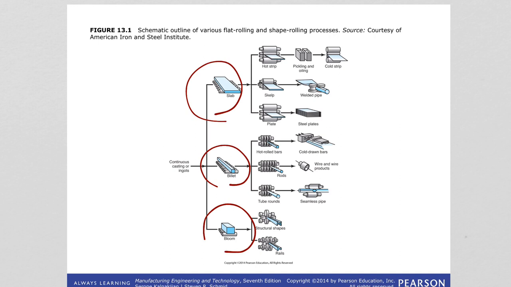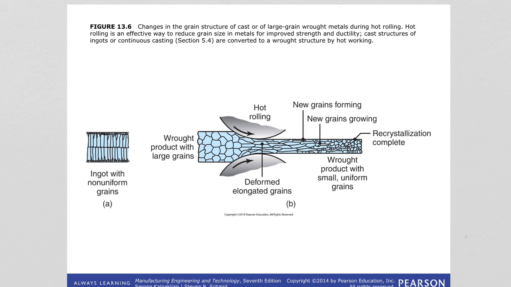Okay, we can go back to our slide where we left. So here is how we start this process, right? The ingots. Remember, the ingots are cast metals in the shape of rectangular cross sections. And due to the process of casting, they will have non-uniform grains. We can see that as we do the hot rolling, the grain structure is changing, and we are doing the hot rolling above the recrystallization temperature. Therefore, as the grain structure is deforming, it is also recrystallizing. So we are also forming small and uniform grains, which are improving the strength and the ductility of the material. So it's going to help us to do further cold rolling.